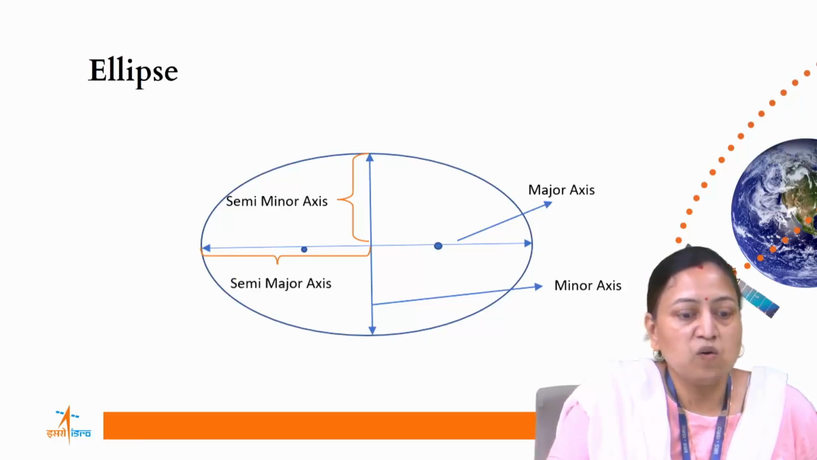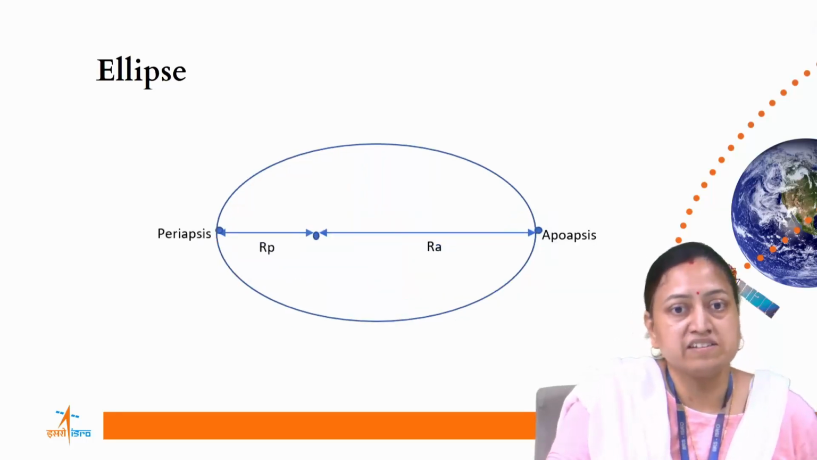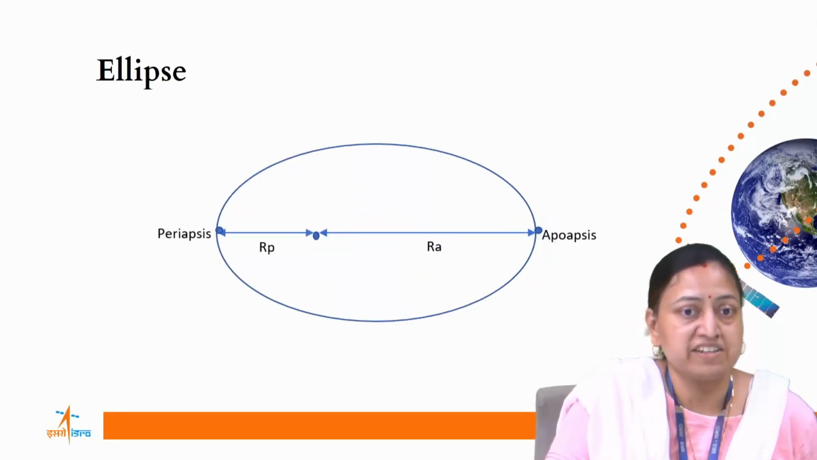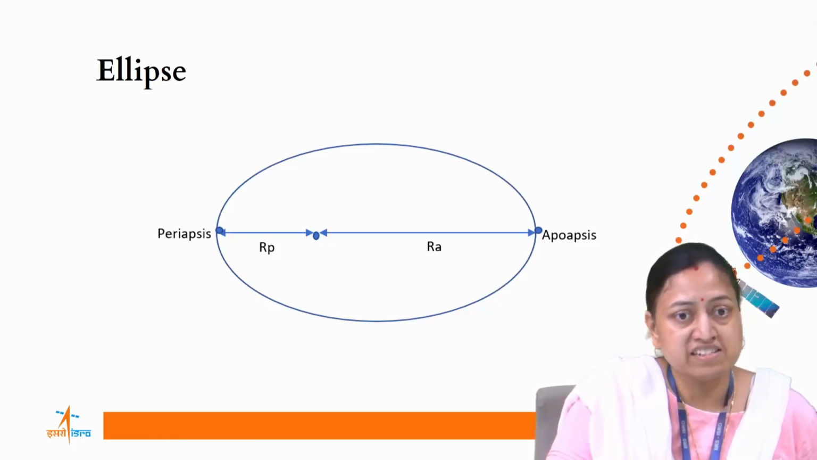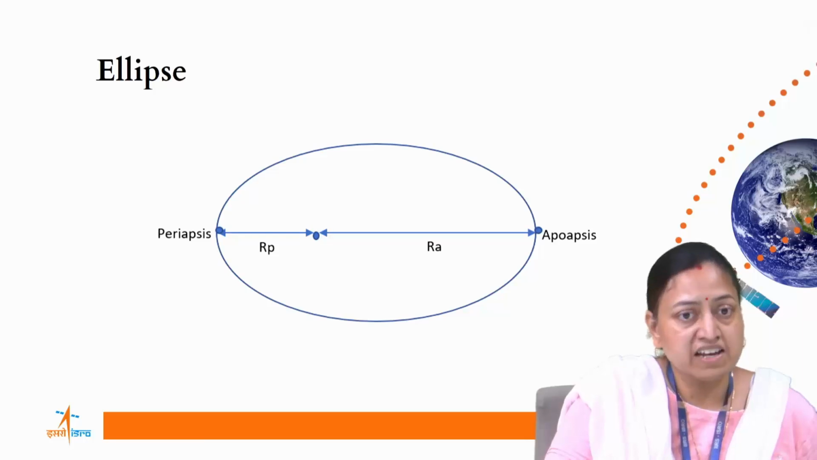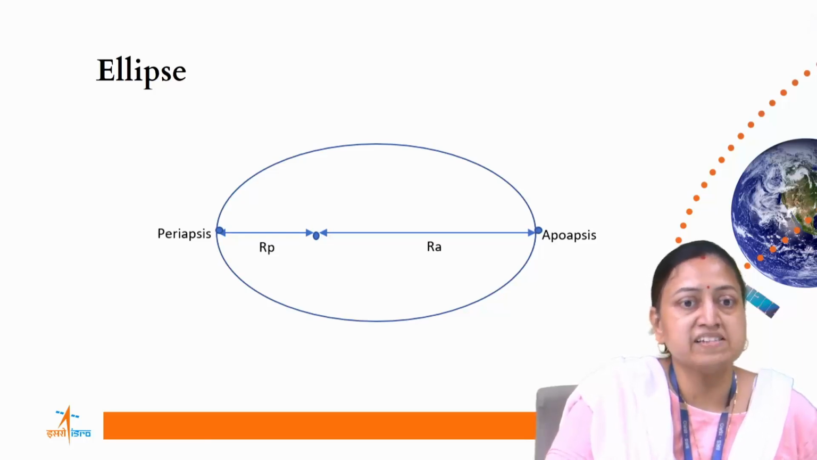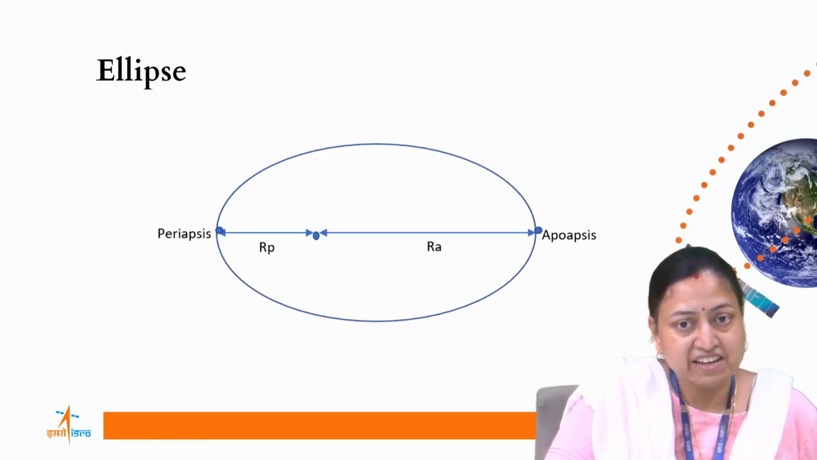Periapsis is the closest point. Periapsis is the closest distance one can be from a celestial body at the focus, and apoapsis is the farthest distance that one can consider in an ellipse from a celestial body at the focus. If Sun is at one focus, then the closest and farthest points are called perihelion and aphelion respectively. If the Earth is at one focus, it is called perigee and apogee.